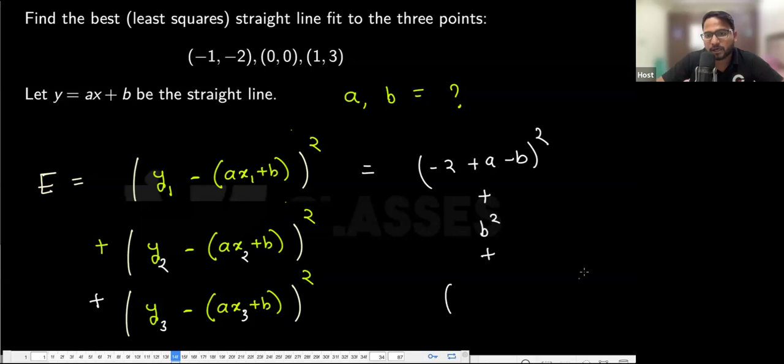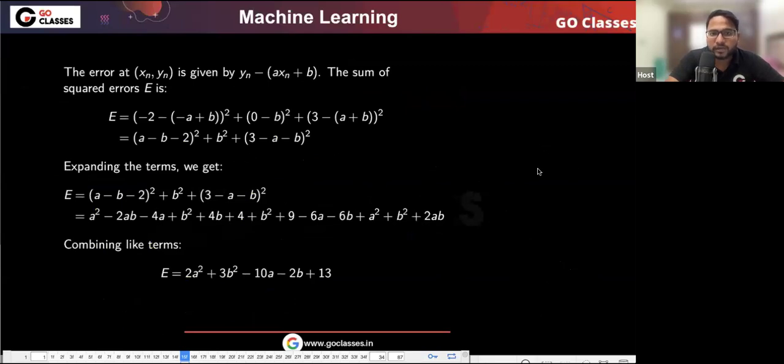Plus the third term will be y3 is 3 minus a x3. x3 is 1, so it will be just a, and then minus b, right? So I think these are the three terms: (-2 + a - b) whole square, plus b square, plus the third one, like that. You can just add all of these three terms, and finally you can get this E. Let's suppose that after some computation, the final E we are getting is this.